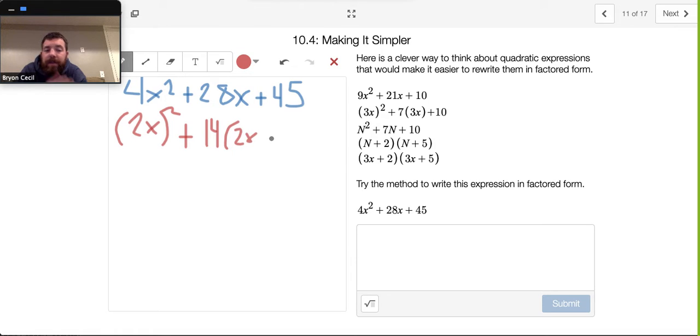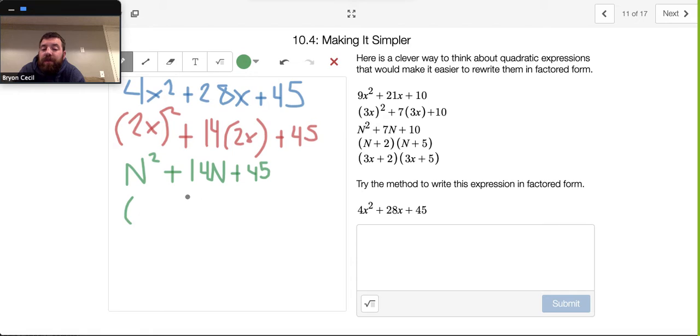Okay. And now notice I did nothing to the 45, did I? No, we leave it. Okay, so now since we know that both have a 2x in it, we can use a placeholder for the 2x, and that's this capital N. So now I'm going to have n squared plus 14n plus 45.